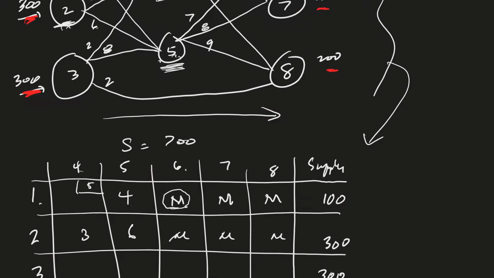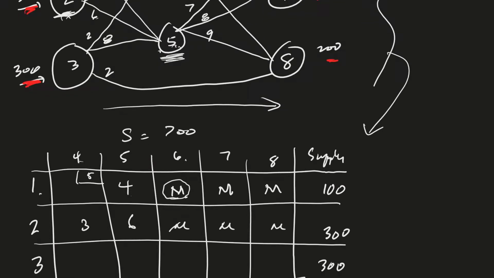The next line is from factory 3, and similarly we have costs of 2 and 8, and then we have 2 M's here. But in this case we're able to go directly from factory 3 to retail outlet 8, or from cell 3 to cell 8 directly, and so that gave us a cost of 2. Good. And that had a supply for number 3 of 300.